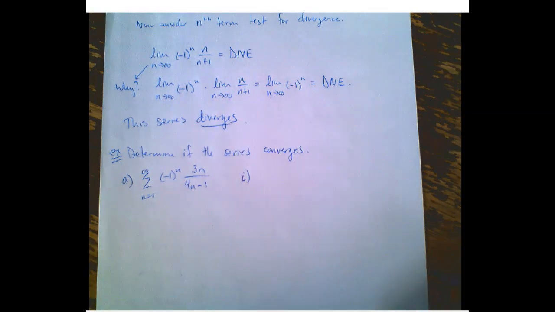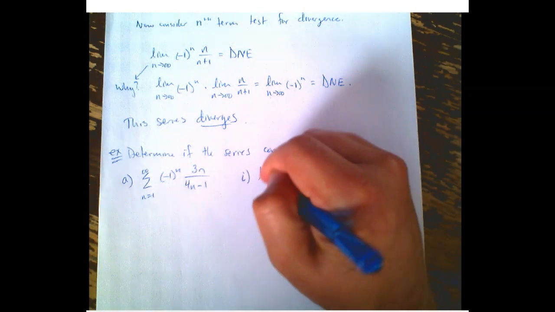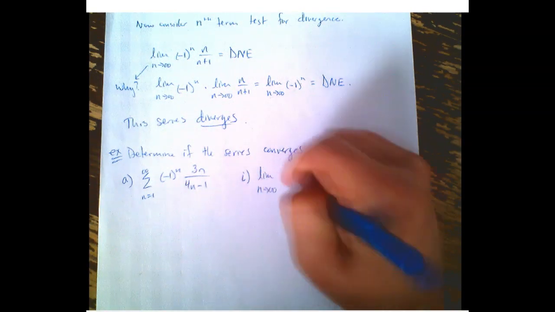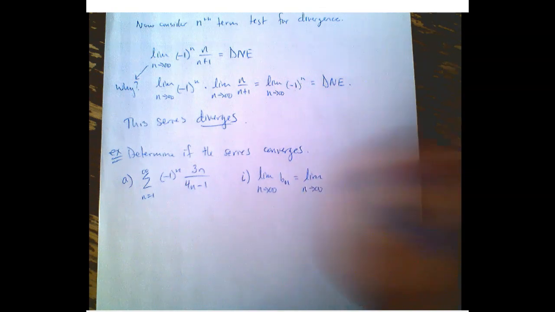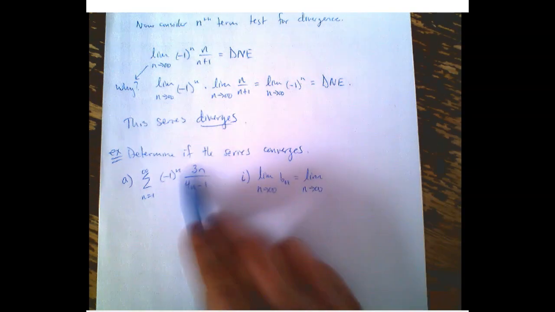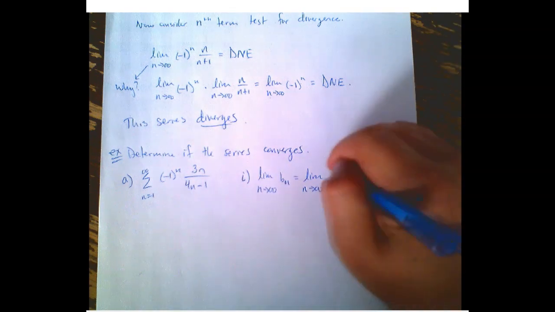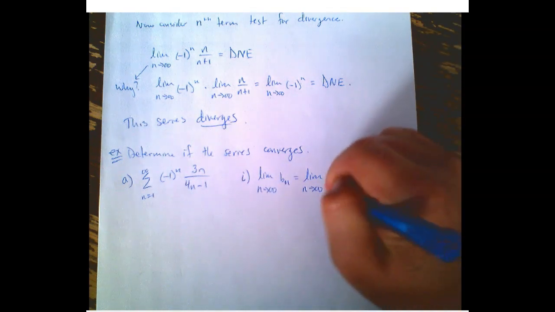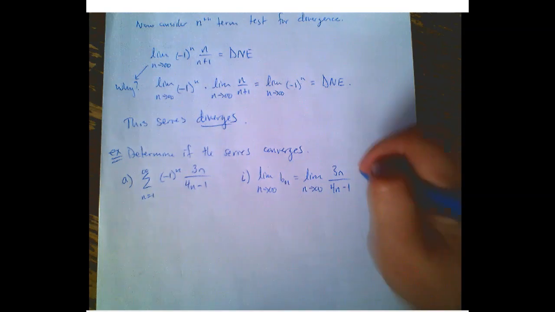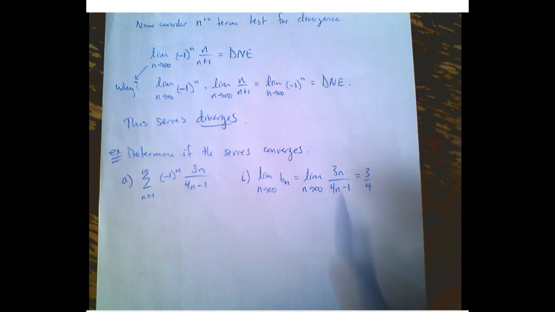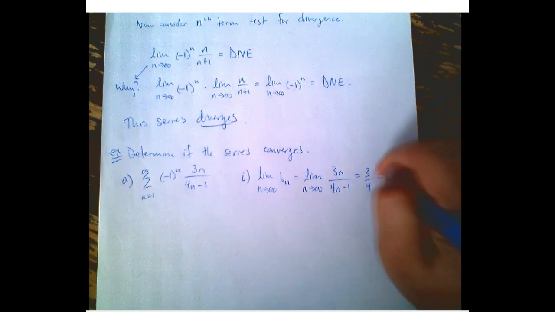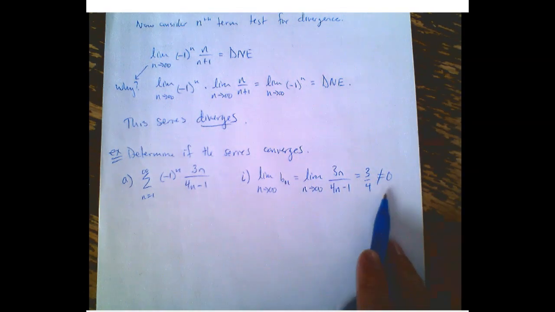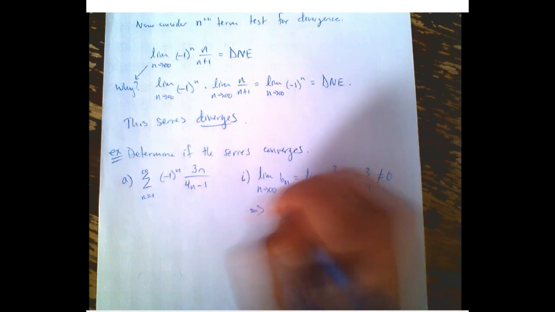So the first thing you want to do is always check that limit. Limit n goes to infinity, bn, which is the limit for the positive terms of the series here. This is 3/4, right? Same degree, so just take the ratio of the lead coefficients. This is non-zero, and as we saw in the previous example, this implies divergence, right?